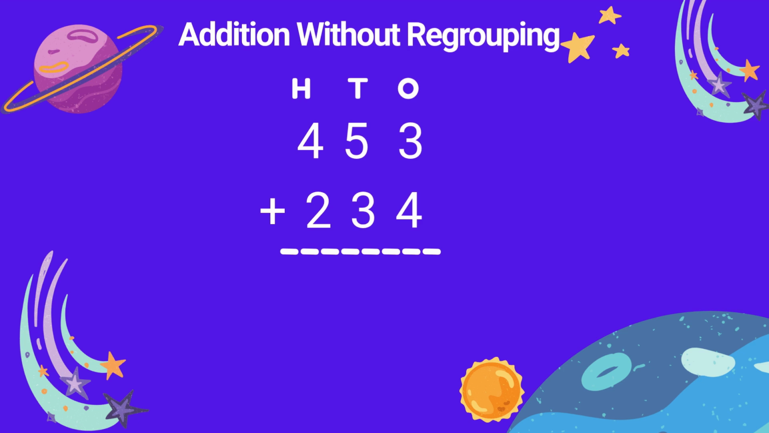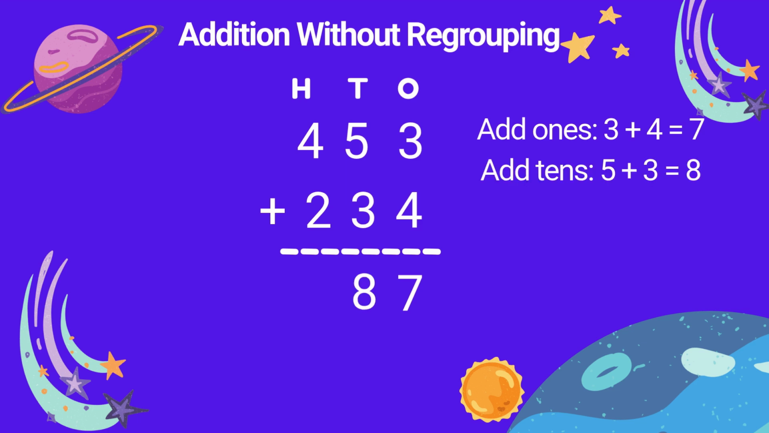In the ones place we have 3 and 4. 3 plus 4 equals 7. Write 7 in the ones place. Now let's add the tens. In the tens place we have 5 and 3. 5 plus 3 equals 8. Write 8 in the tens place.